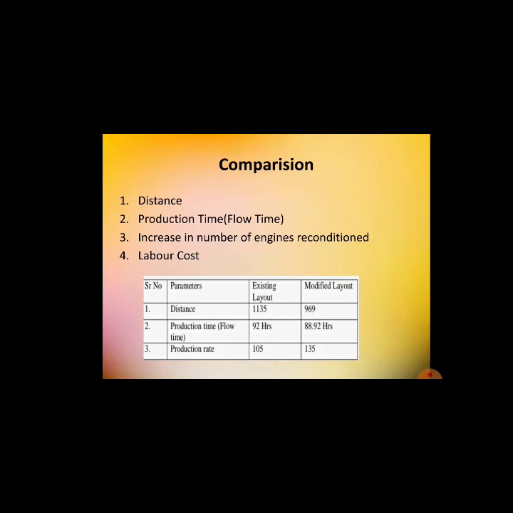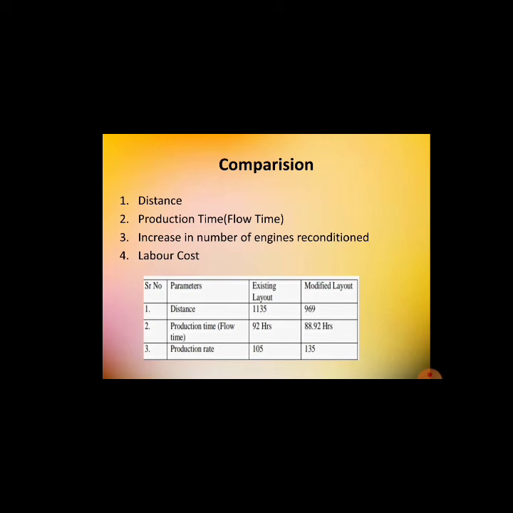And as the production time is decreased, more engines can be reconditioned in one month. So there was an increase in the number of engines. Previously 105 engines were reconditioned, which increased to 135 engines. And the labor cost can also be reduced because the distance was decreased, so labor cost would also decrease and transport cost would also decrease.